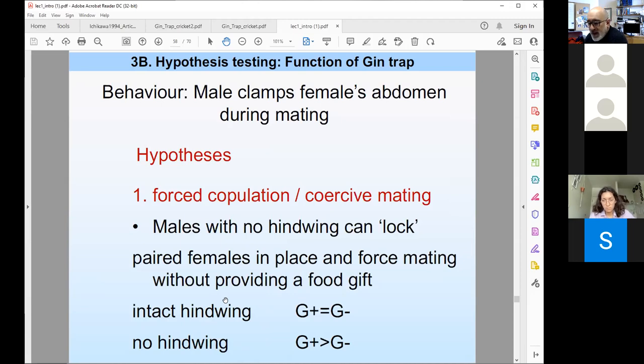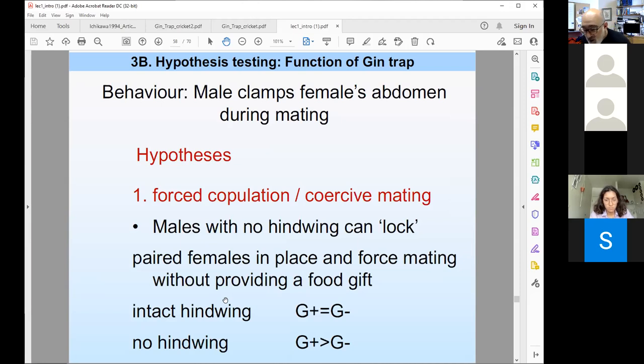his mating success should be equivocal, with or without the gin trap. The idea here is that if the female is able to feed on that hind wing, then the male wouldn't necessarily need that gin trap to hang on to her, because she's already occupied by eating the hind wing. Whereas if the male did not have a hind wing, let's say there's nothing there for the female to eat, that's when the gin trap would be important, because the female, when she sees there's no food here, thinks, I'm going to leave and look for another male.